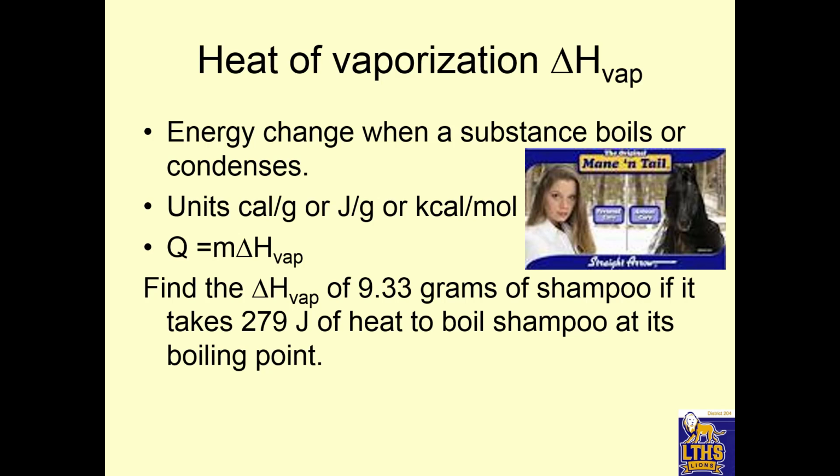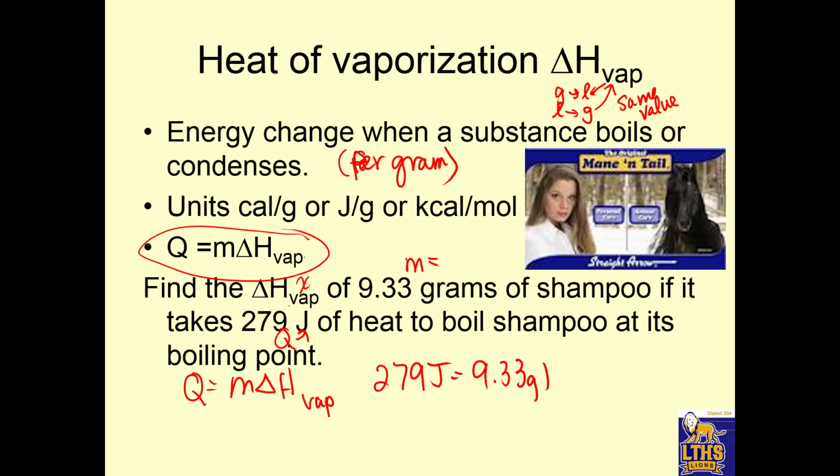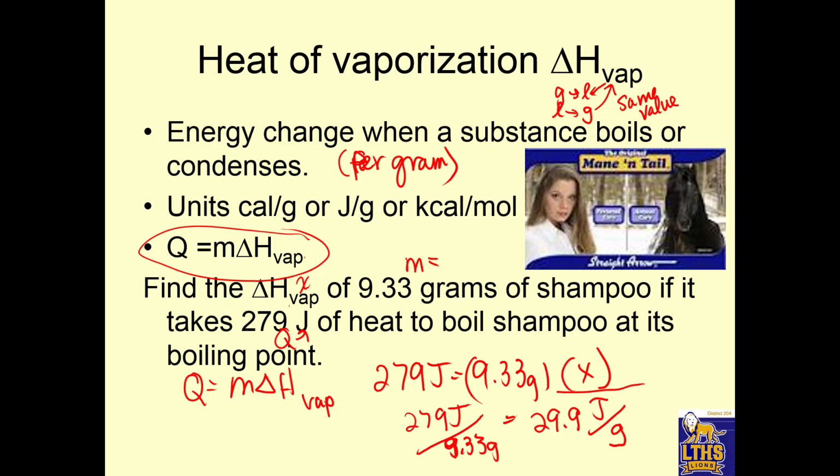Okay. Heat of vaporization is the gas to liquid or liquid to gas phase change. Vaporization is the boiling, but it's going to be the same value. It's just adding or taking away the heat. So boiling or condensing, and this is per gram. Okay. So we've got to use this formula, which is exactly the same, except we have a different phase change. So let's see. We find the delta H. That's our X, right? Mass, right? And Q, right? So Q equals M delta H vap. Write down the formula. 279 joules is equal to 9.33 grams times what's missing. Okay, so then 279 joules divided by the 9.33 grams, we find out that it's going to take 29.9 joules to melt 1 gram of shampoo. I'm sorry, to boil 1 gram of shampoo.